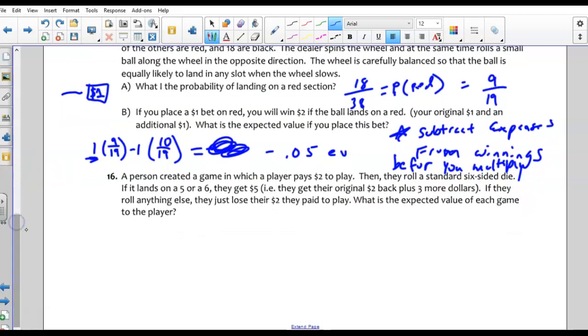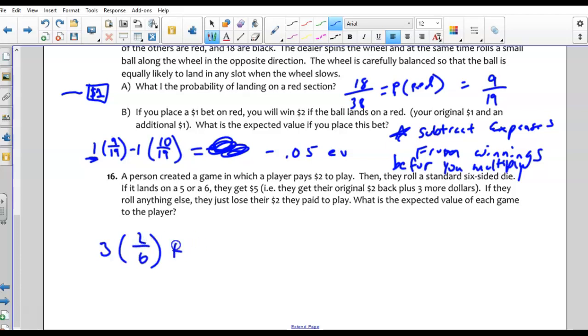Alright, 16, same type of problem. A person created a game in which a player pays $2 to play. So you're paying $2 to get in, so whatever the prize is worth, you've got to subtract your $2. Then they roll a standard 6-sided die, 1 through 6. If it lands on 5 or 6, they get $5, i.e., they get their original $2 back plus $3. See, you've got to subtract. So that's going to be 3 if you land on 2 out of 6, or you can say 1/3.